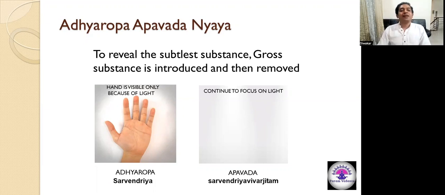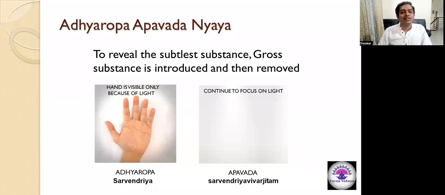Like this example, Krishna introduces sarvendriya, all sense organs and the mind through which the entire universe is perceived. So sarvendriya is the adhyaropa, that which is superimposed on the Sat Brahman, and then he removes the sarvendriya, which is called apavada, and Sat Brahman is unaffected by the sense organs, and that is mentioned as sarvendriya vivarjitam.